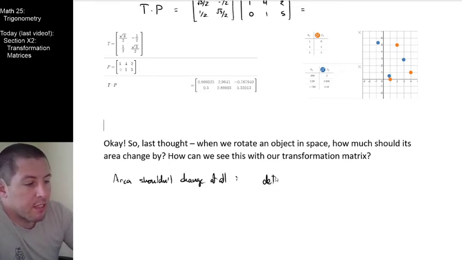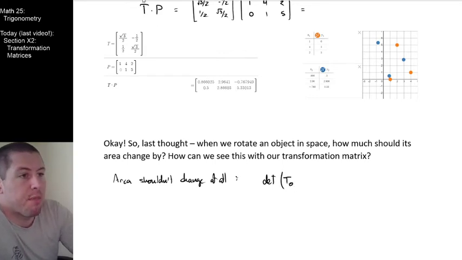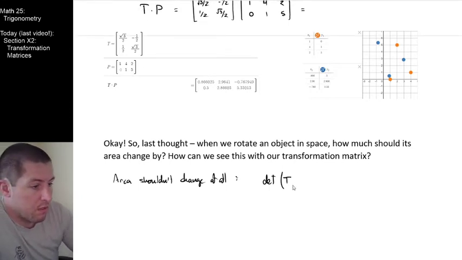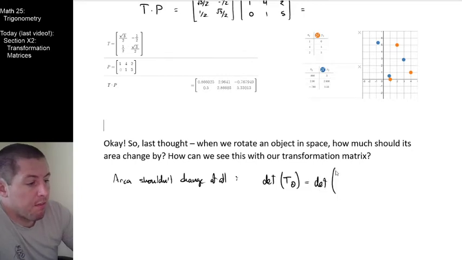What is the determinant of the transformation matrix for a rotation? That's a T sub theta right there. I'll write that a little bit more clearly. This should be the determinant of the matrix. What do we just come up with? Cosine theta, negative sine theta, positive sine theta, cosine of theta. What's the determinant of this matrix right here?